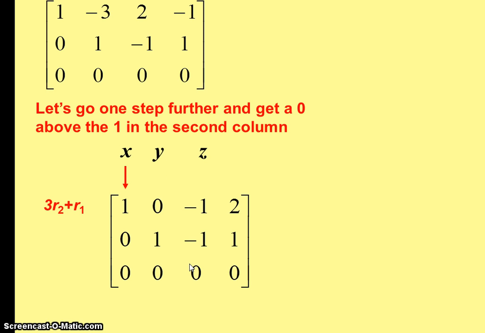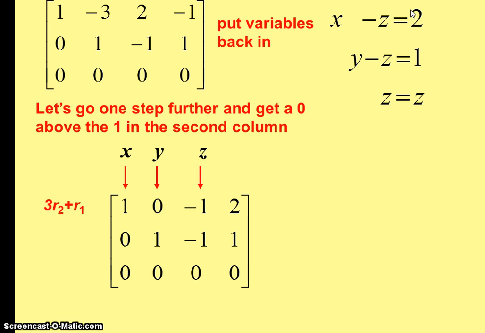Now let's put our variables back in. This was our x column, this was our y column, this was our z column. Over here was our answer column. So if I put them back in, I get 3 equations that look like this. I have 0 equals 0, or basically z equals z, or sometimes you'll have it z equals t if you let your parameter equal t. Right here we have 1y minus 1z equals 1, so that's where we got this equation. And up here we had 1x minus 1z equals 2.